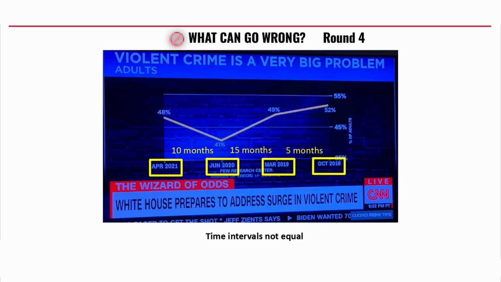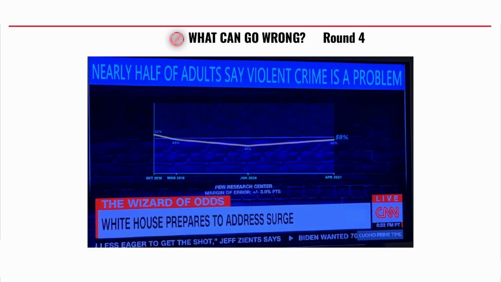Now, when you flip this x-axis to read from left to right, and you make the time frames equally spaced, what you get is still a trend, but a trend that doesn't seem quite as dramatic. One that still goes down and then back up, just not in such a dramatic fashion.